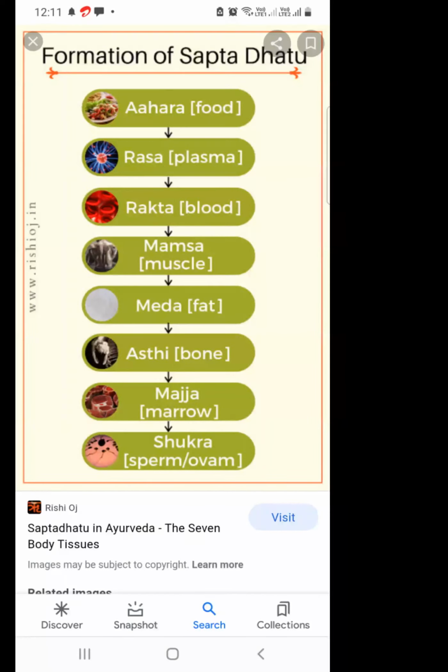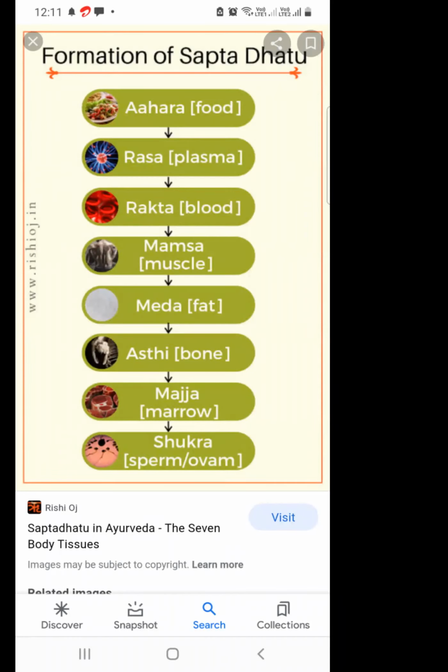Even if you don't get the Sanskrit names, that's okay. But understand, first dhatu is plasma, second is blood, third is muscle, fourth is fat, fifth is bone, sixth is bone marrow, seventh is reproductive fluids, male and female. Okay, so this is called saptadhatu. Sanskrit name, ras. Just understand the pronunciation. Spelling you will get anywhere. Ras, or maybe I'll just spell it.